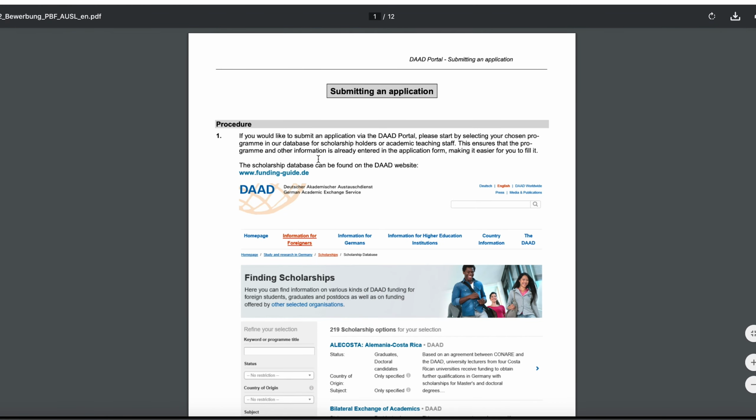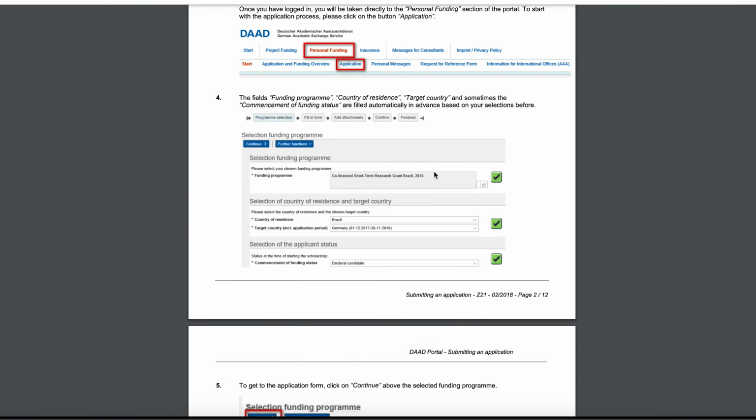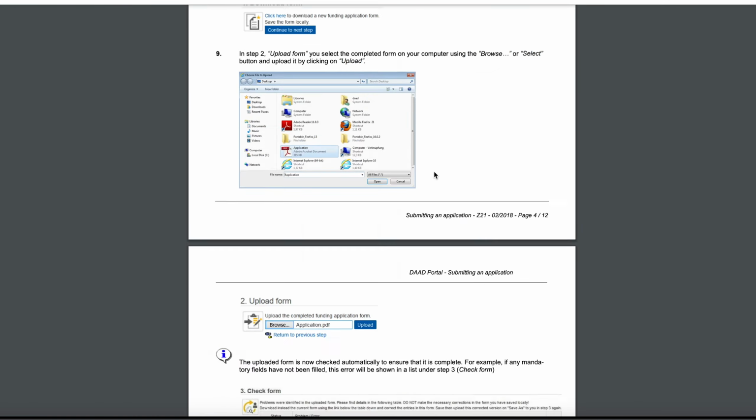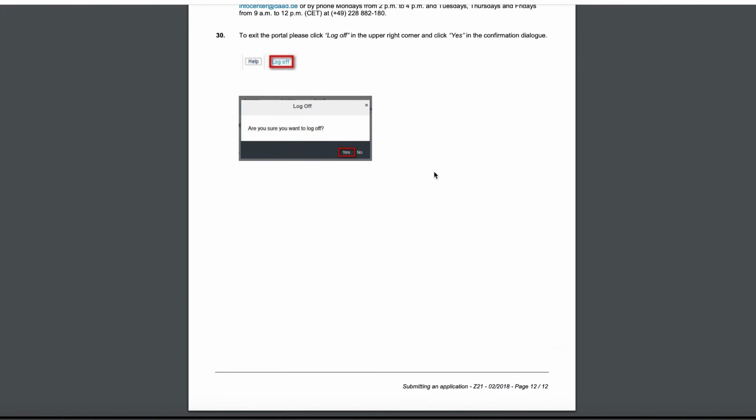And here we can see submitting an application. So this guide explains how we can have our portal and also submit the application, which we will cover, how we can fill in the application step by step, in another video.